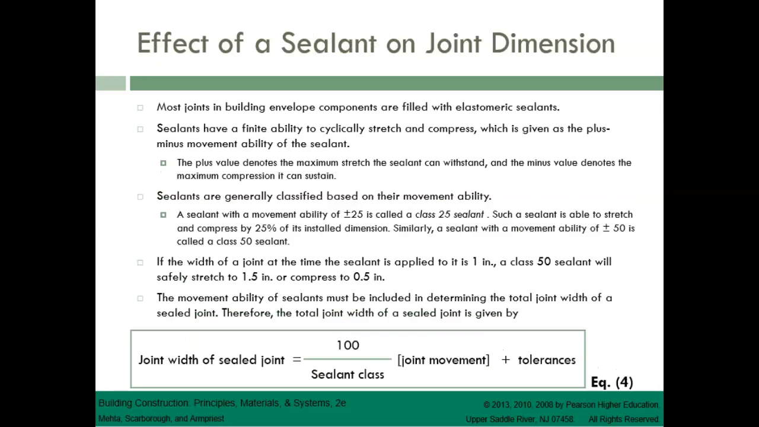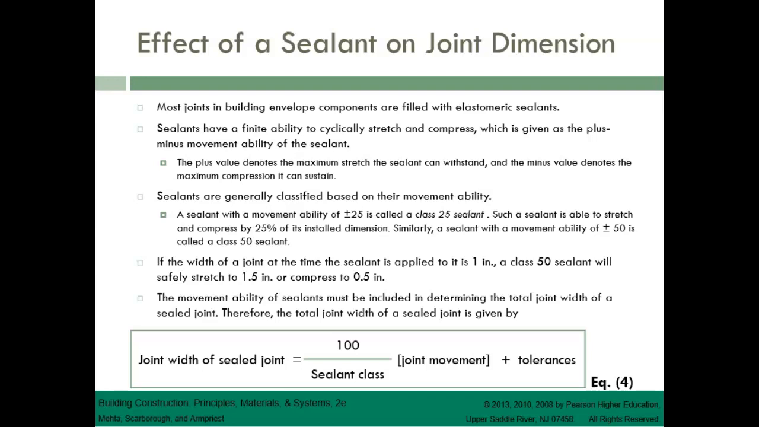Most joints in building envelope components are filled with elastomeric sealants. The sealants have a finite ability to cyclically stretch and compress, which is given as a plus-minus movement ability of the sealant. The plus value denotes the maximum stretch the sealant can withstand, and the minus value denotes the maximum compression it can sustain. In fact, sealants are generally classified based on their movement ability.